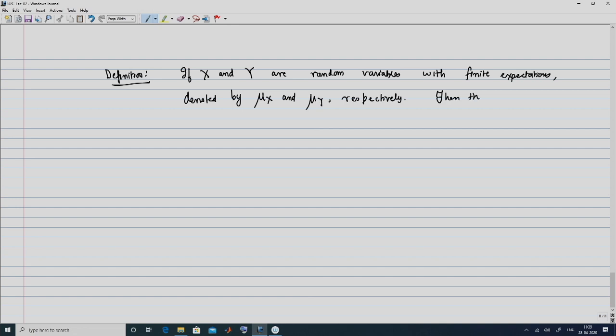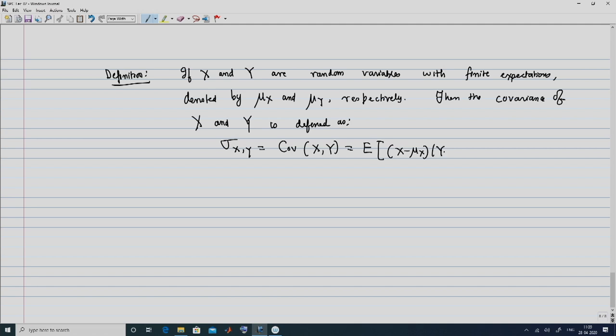Then the covariance of x and y is defined as, the notation for this is sigma x comma y, and it is also represented by C o v of x and y. And this is defined as the expectation of (x minus mu x) times (y minus mu y). So, that is the expectation of the product of the random variables x minus mu x and y minus mu y, where mu x and mu y are both finite expectations. So, let's have a look at the properties of covariance.